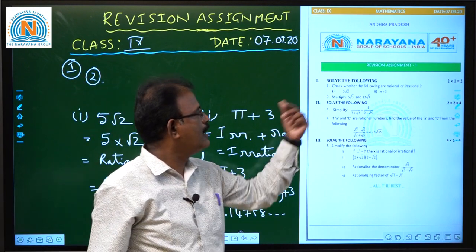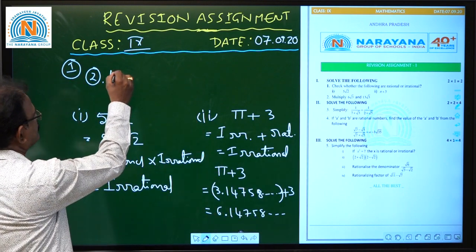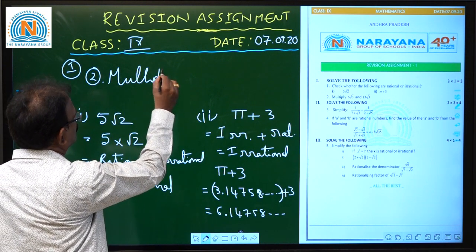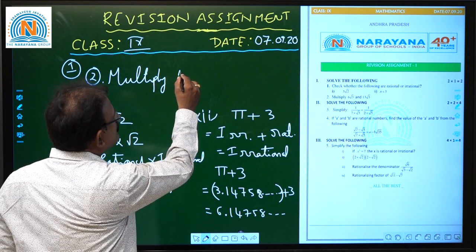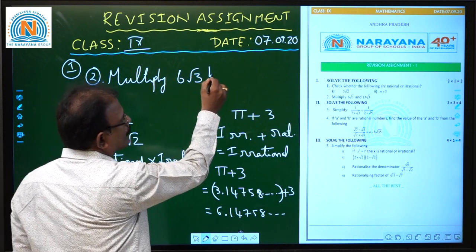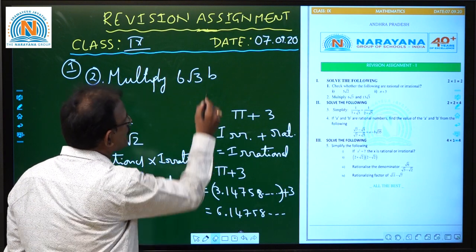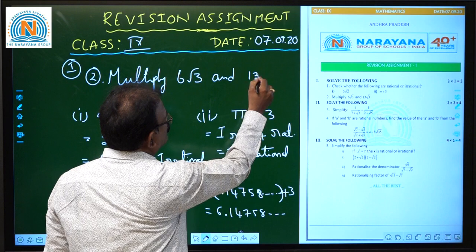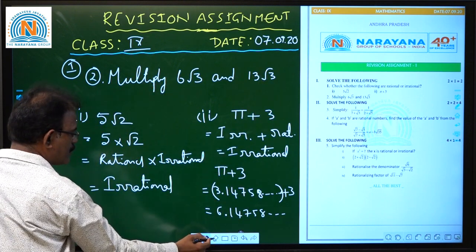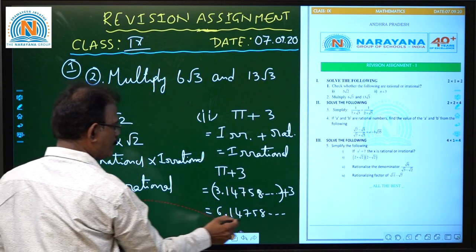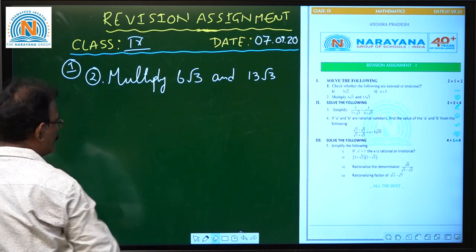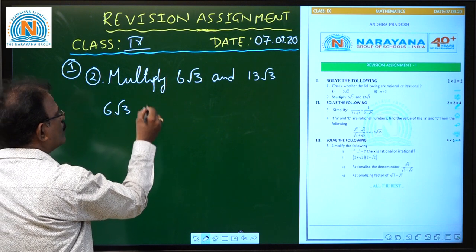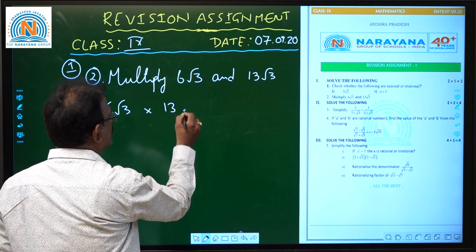First Roman, second question. Multiply 6 root 3 and 13 root 3. How to multiply these two? So 6 root 3 into, symbol of multiplication, 13 root 3.